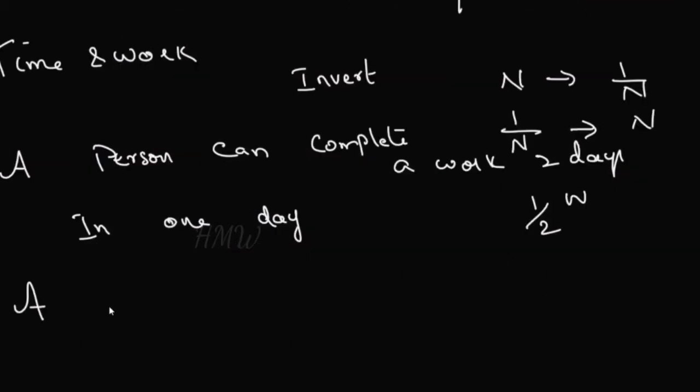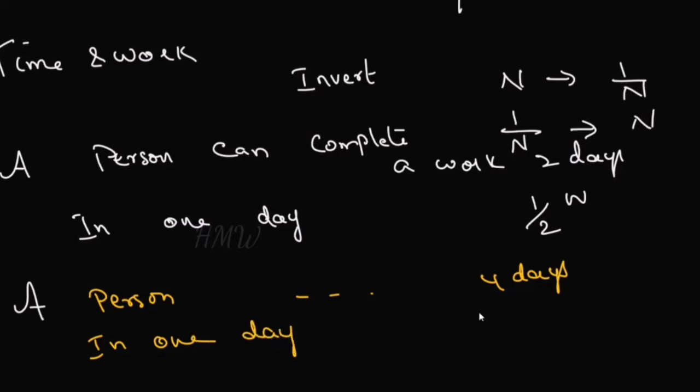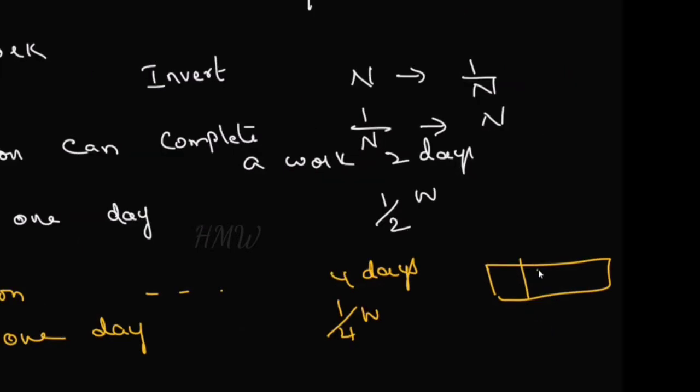Suppose a person can complete a work in 4 days. In one day he can complete how much work? 1 by 4 of the work. So he needs 4 days to complete a work. So in one day he can complete only 1 by 4th of the work. Full wall he has to paint in 4 days. In one day he can complete only 1 by 4 of the work. This we are converting days to work.